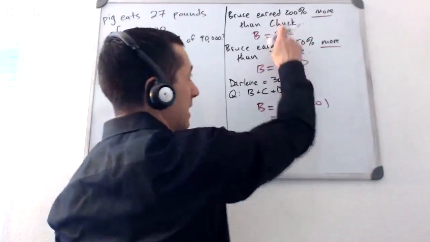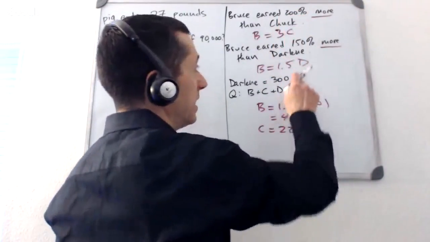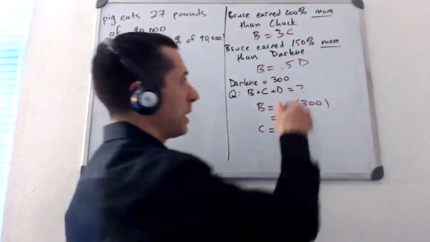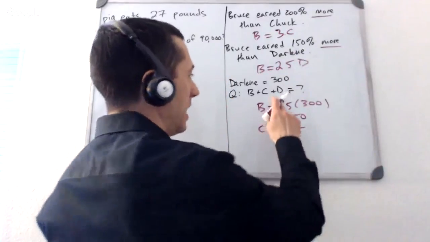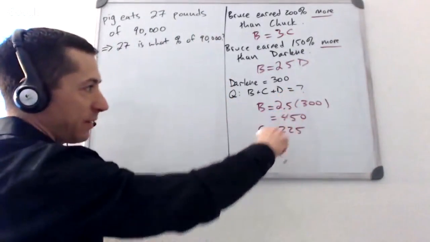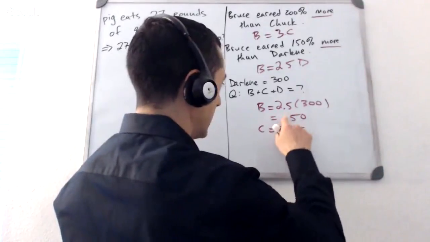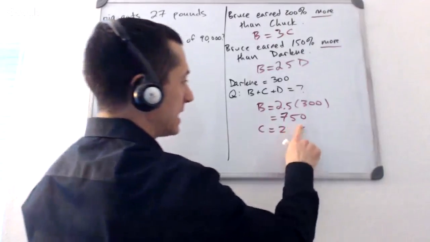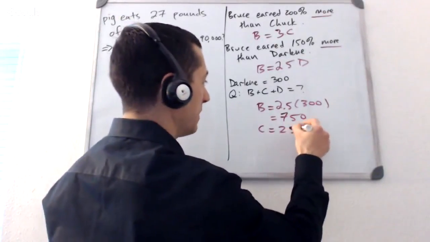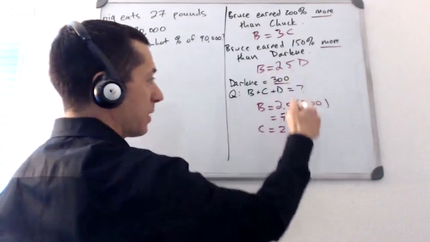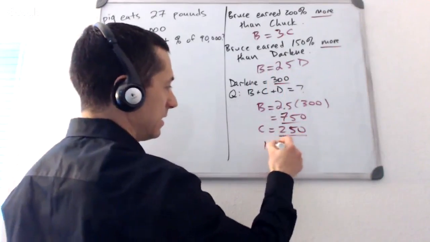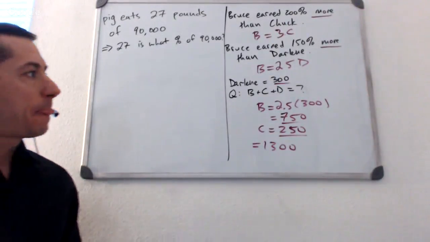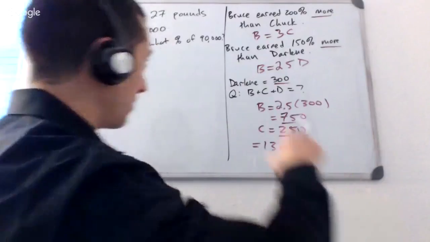200% more than Chuck, that's not going to be 2C, that's going to be 3C. 150% more than Darlene, you're not multiplying by 1.5, now you're multiplying by 2.5. And now all of this ends up being different. 2.5 times 300, I think you get 750 there. If Bruce is equal to 3C, that means C is now 250, and you add these three up, 300, 750, 250, you get a total of 1300. Answer here should be D, not B. Okay, so that's one common trap I see people walking themselves into.